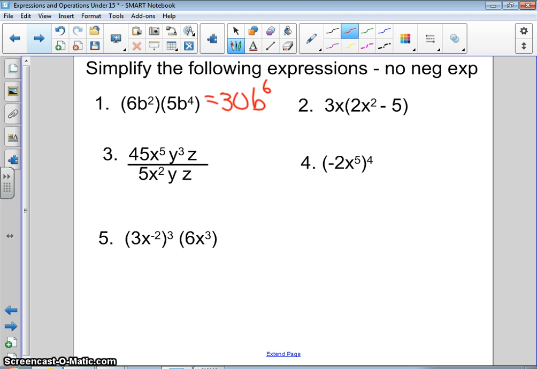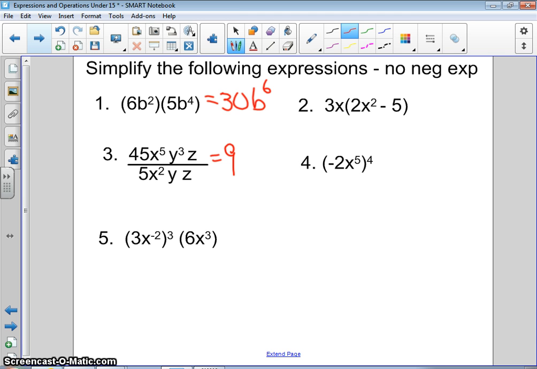Division works the opposite way. We're going to subtract exponents when we divide. But we'll start out, we're going to do number 3 next because it's the opposite. 45 divided by 5 is 9. That's really the hard part of this problem.